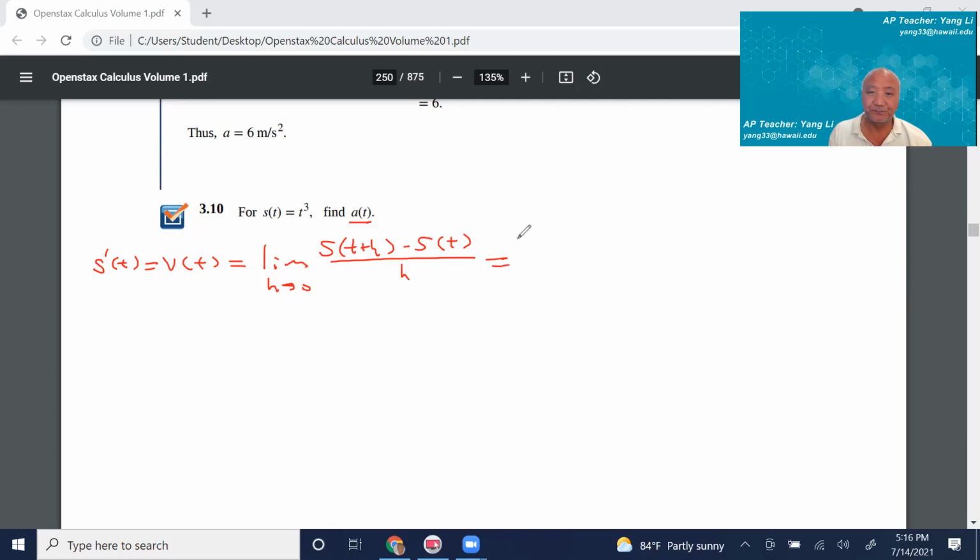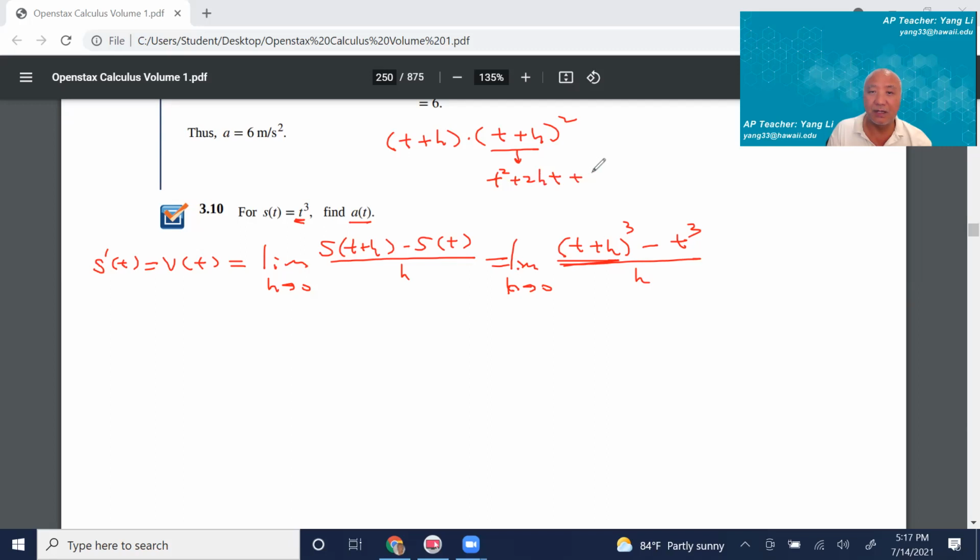When you do this part here, still put the limit, h approaches 0, okay? And then this is t cubed. So you're going to have what? (t plus h) cubed minus t cubed, divided by h. Now, we need to find this one, okay? When you find this one, you can think about the third power, you can write it as what? (t plus h) times (t plus h) squared, like this. And then this one is what? t squared plus 2ht plus h squared. And then continue, times (t plus h), and then for you again.